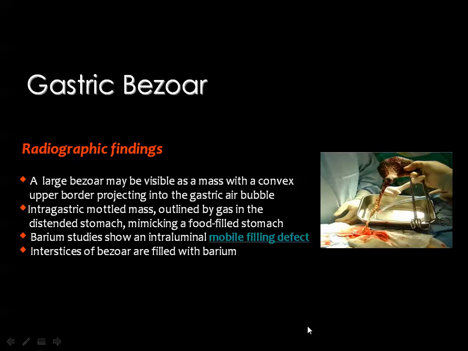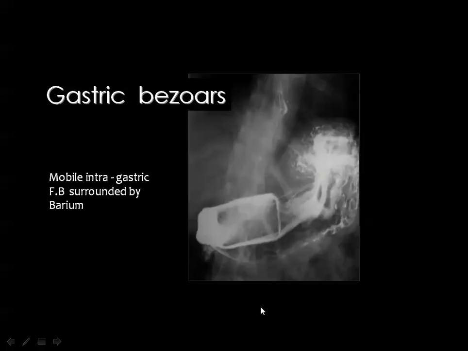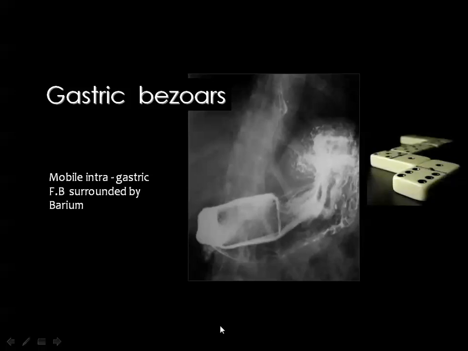Then the bezoar is a mobile intragastric foreign body, and it can be differentiated easily from tumors by the presence of barium within the interstices of this foreign material. And for some of the bezoars, you cannot have a certain name for this type of bezoar. This is the material that has been swallowed, and you get two of these masses inside the stomach.